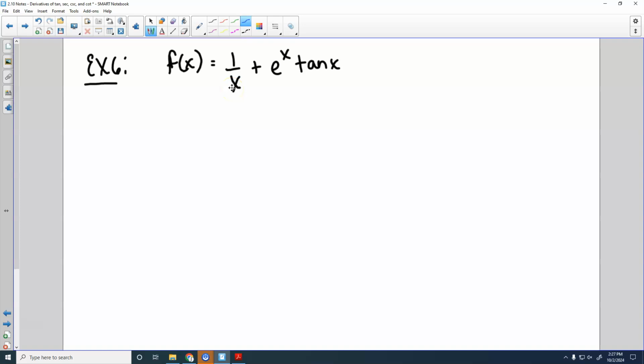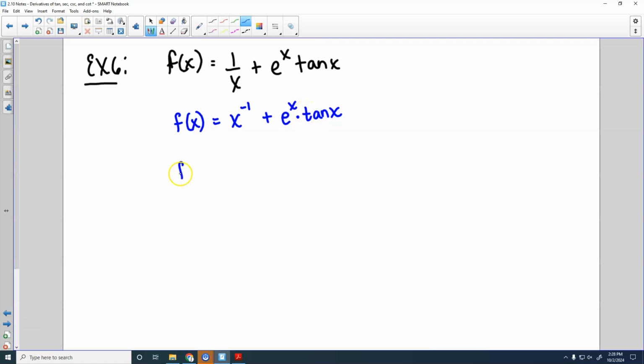I could use quotient rule. But it will be easier if we just rewrite this and make it x to the negative 1 power plus e to the x tangent x. Quotient rule will work right there, but because the numerator is just a number, it's not got a variable or anything that would complicate it for us. If I rewrite it as a negative exponent, then I just have to use power rule on that part. But what am I going to have to use on the e to the x tangent x? That has to be a product rule because you've got two things that both have variables that are being multiplied together.